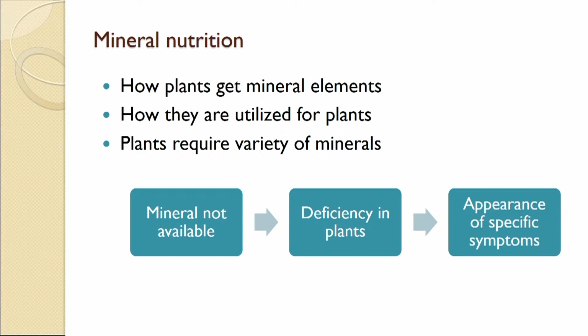In this diagram, the deficiency symptoms develop through three stages. First, the mineral is not available in the soil. Then, as a result, the plant cannot take up that nutrient from the soil through the root or root hair. Therefore, the deficiency occurs within the plant, and as a result, the deficiency symptoms are manifested on the plant part, that may be leaf, root, or bark.